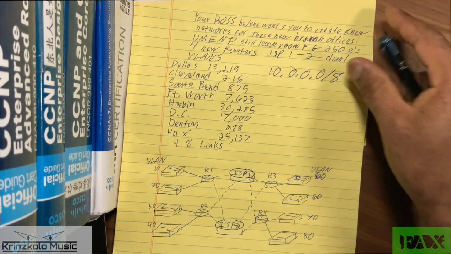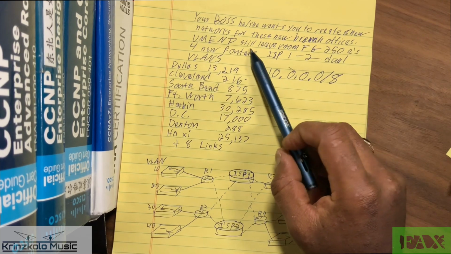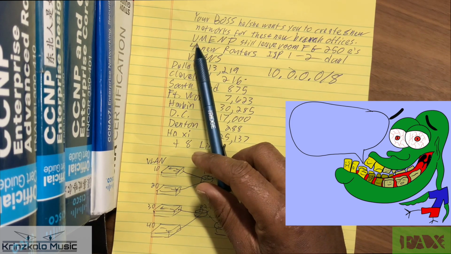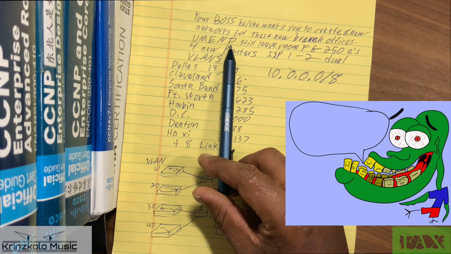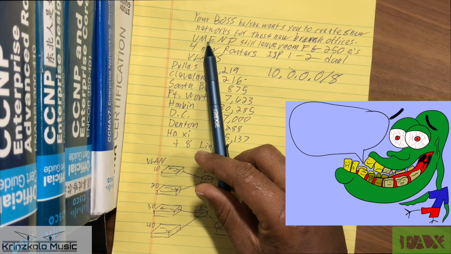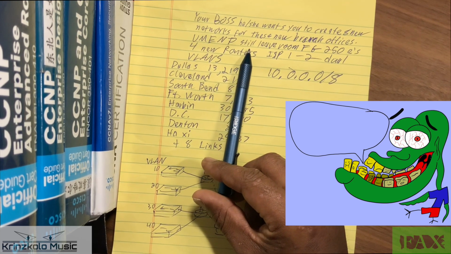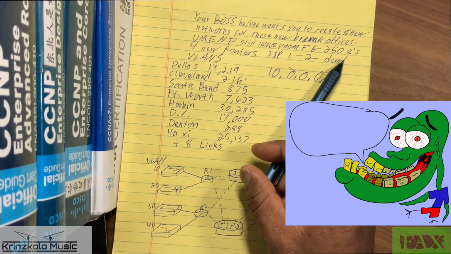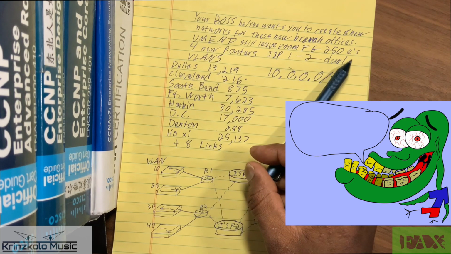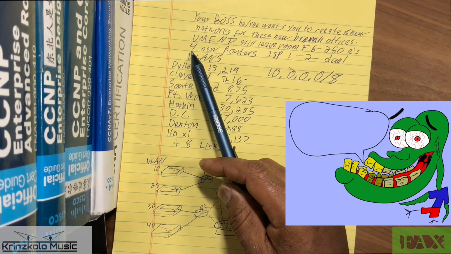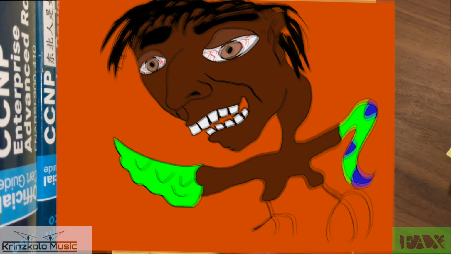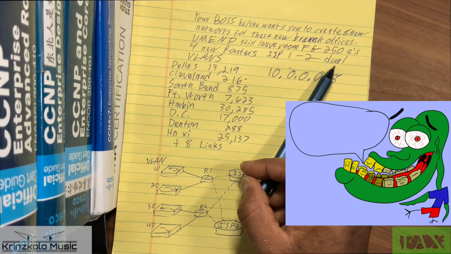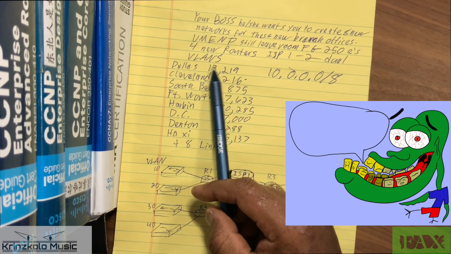Here we go. So this is what our goal is. Your boss wants you to create 8 new networks for these new branch offices. Use the most efficient network possible, but still leave room for future growth of 250 hosts. He also wants you to set up 4 new routers and connect each router to 2 of the ISPs with some dual links. He also wants you to create some VLANs.